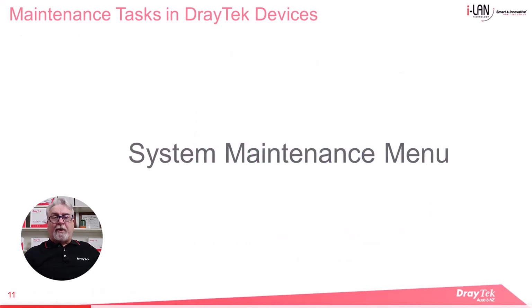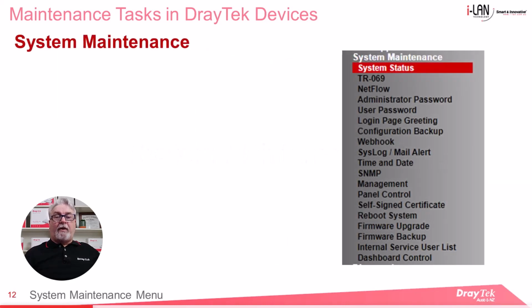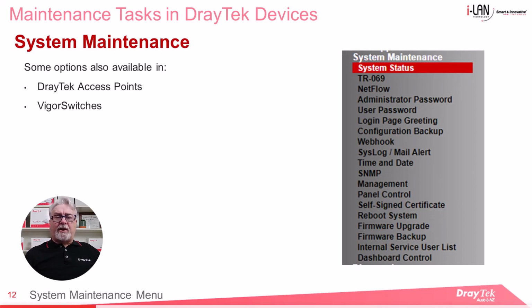Moving on to the System Maintenance menu in DrayTek devices, this is where you can find several management functions. Here are the menu options available under the System Maintenance menu in a Vigor 2865 router. Most of these functions will be available in other DrayOS routers. DrayTek access points and Vigor switches also have some of these options. Let's go over each of these options using the Vigor 2865 router in our example.